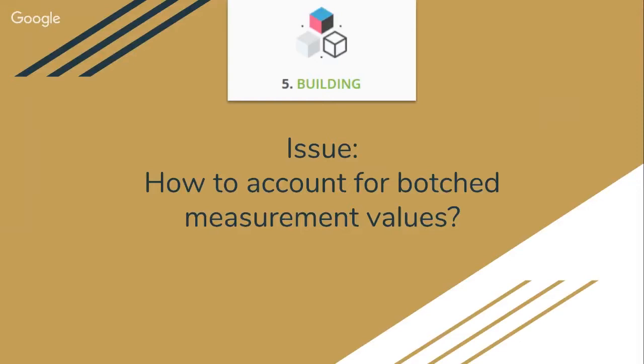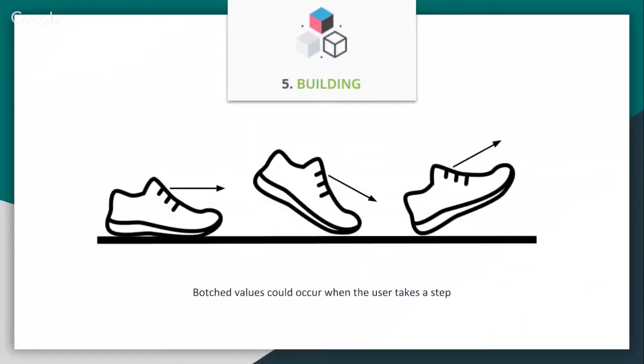Now, another issue we've encountered is how to account for botched measurement values. So what does this mean? Well, we have a shoe here, right? And we have the distance measuring going outwards. And this seems to work fine when the shoe is placed perfectly on the ground. But when we're taking a step like this, our shoe is pointed downwards. And so the measurement value is pointed downwards. And we're hitting the ground right here. So that means that we're not measuring the mailbox that's like 2 feet away from us. We're measuring the ground. And that's not very good to have.